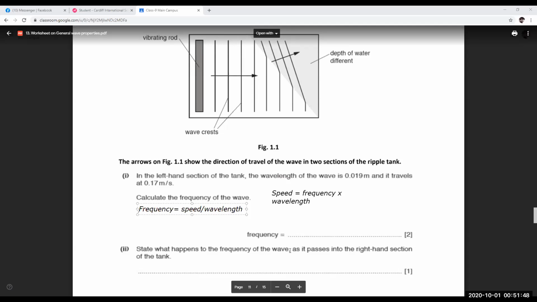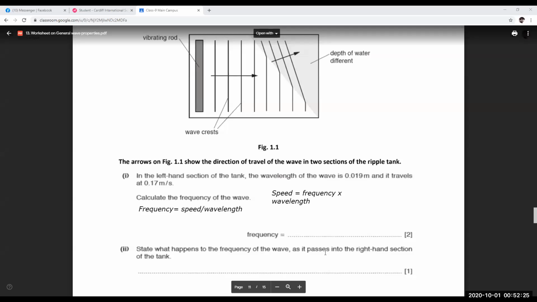Yes, exactly. Thank you. So you put the values now. You got the speed. You got the wavelength. So you can find the frequency now. Tell me what is the answer. Frequency is, for speed 0.17 and wavelength 0.019. Yes, sir, please write it.